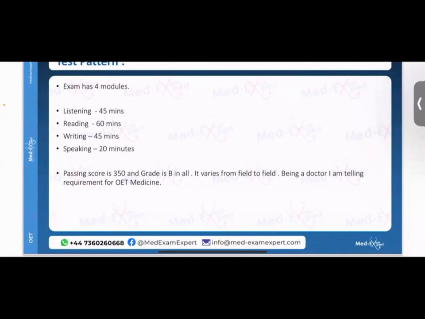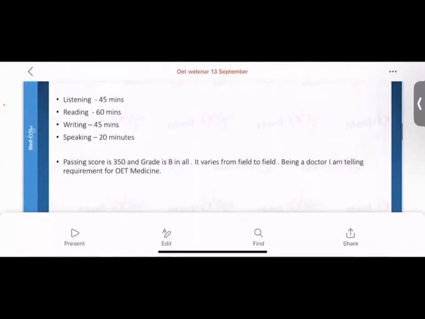For the reading, it comes right after listening, and you will be given a question booklet and an answer booklet as well. For the reading, the same pattern follows, with parts A, B, and C, and the difficulty level is also the same as in listening. The same formula applies here: to ace this module, try to get all the questions of part A and part B correct, and then you will have a margin for making mistakes in part C.